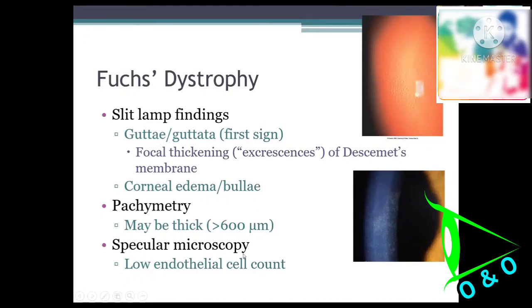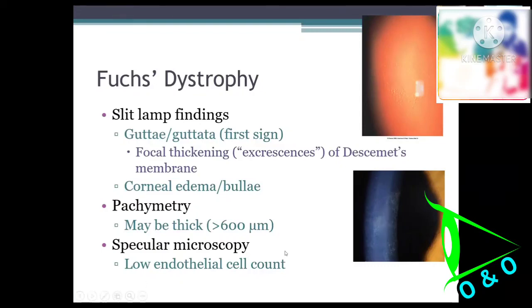And same with specular microscopy. So if you do specular microscopy on a patient with Fuchs, what this does is it measures the endothelial cells. So it counts endothelial cells within a small area of the endothelium.